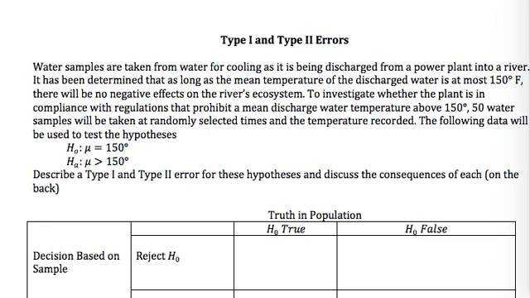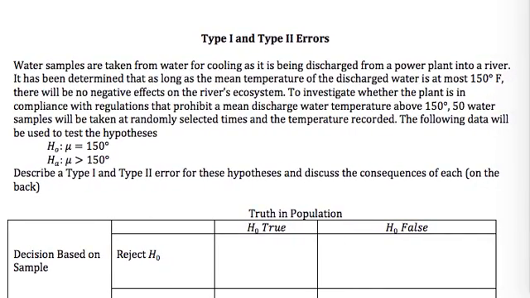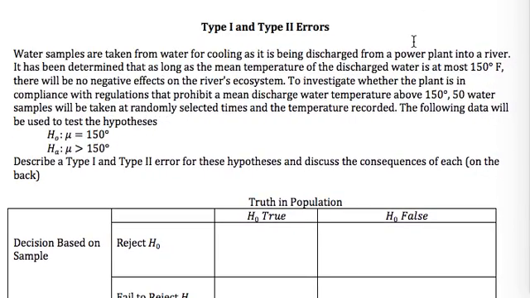Alright, so let's look at this issue of type 1 and type 2 errors. First we've got a situation that we're introducing. We've got water samples being taken for cooling as it's discharged from a power plant into a river. We've determined that as long as the mean temperature of the water coming out of that power plant is at most 150 degrees Fahrenheit, we won't have any negative effects on the ecosystem.